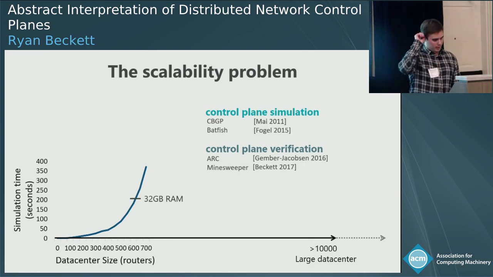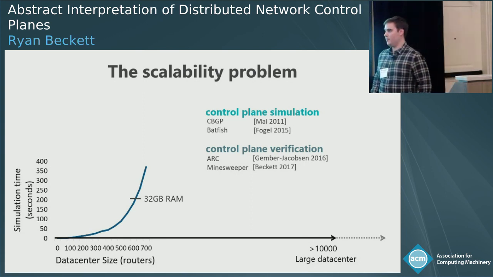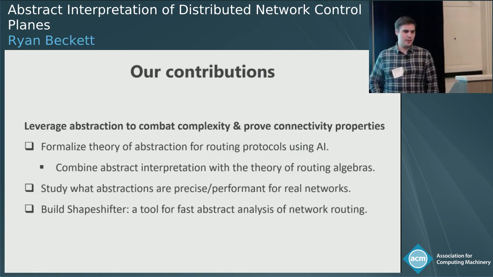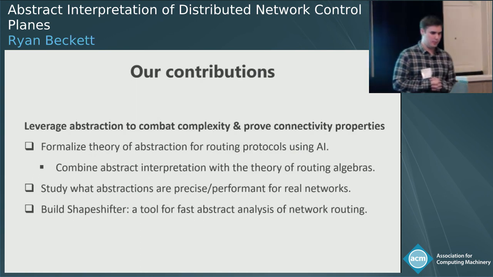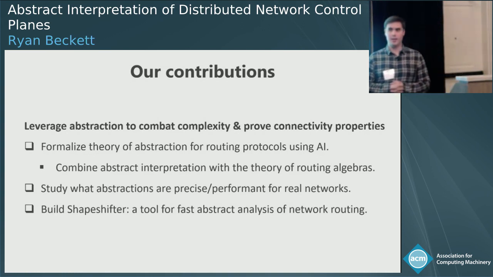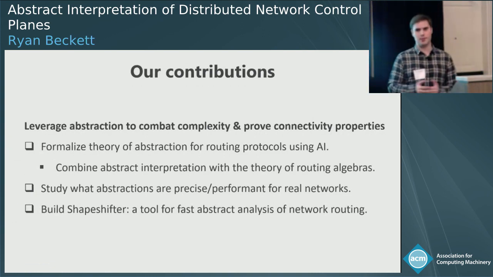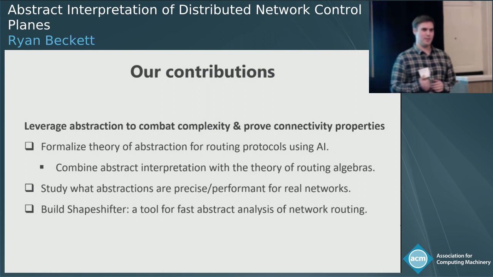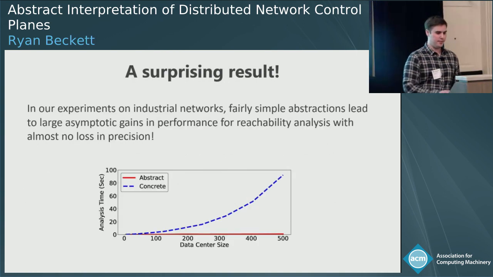A lot of people have thought about this problem, and our idea was to use abstraction as a way to scale this analysis. In particular, we leverage ideas from abstract interpretation to prove connectivity properties of networks and to combat this complexity. We mix some theory of abstract interpretation with a theory of routing algebras, which comes from the networking literature, to describe the semantics of these protocols. We studied what abstractions are effective in practice on Microsoft networks, and we built a fast tool for analyzing these.